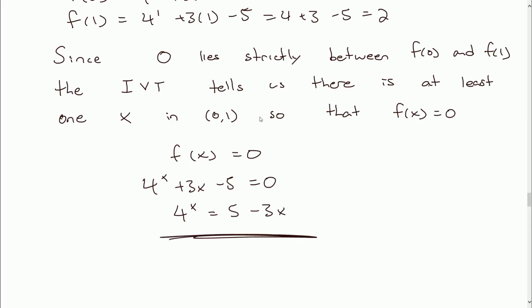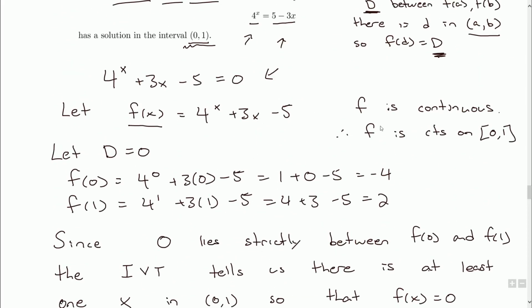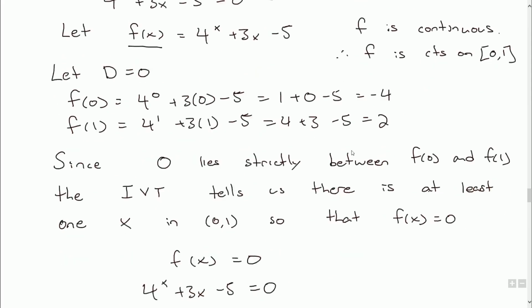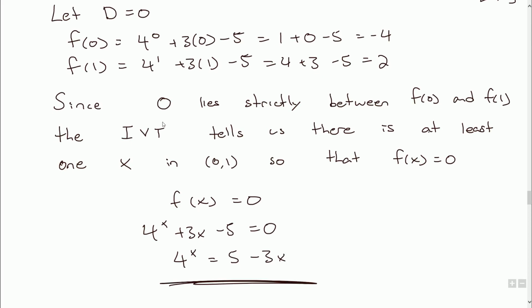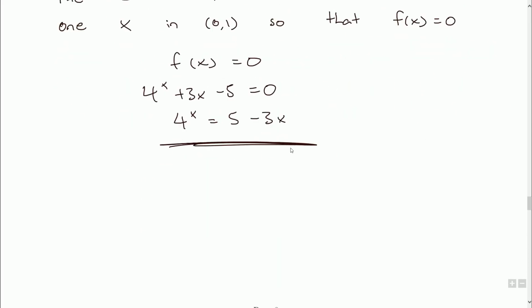So we're all done, but we've explained what we're doing at each stage. We've got a function. We have noted that it is continuous. We have the target value, D, being equal to 0. I've shown that f at 0 and f at 1 are negative and positive. I actually did my computation, so that when I say 0 lies strictly between, I've justified that. And now the intermediate value theorem tells me there is an x in the open interval (0, 1) that they're asking for, so that f of x is 0, and I just get it back to the equation they want.